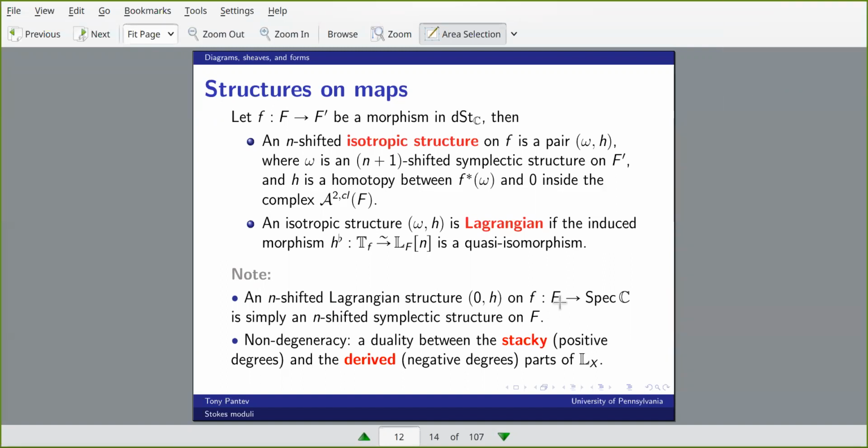Sorry, did you say it should be n-1 shifted? Right. So if you choose the 0 symplectic form on the point with shift n+1, then the Lagrangian structure will be an n-shifted Lagrangian structure. Do you mean it's inconsistent in this phrase? No, it is, because my definition of an n-shifted Lagrangian structure is an n+1 shifted symplectic structure plus. Yeah, it's just a labeling issue.